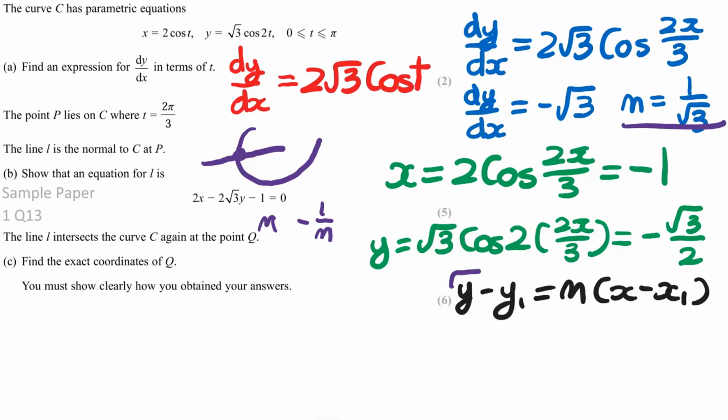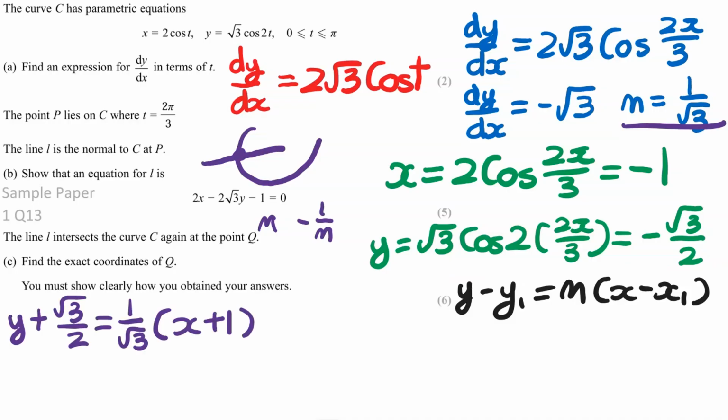So therefore we can use this equation here for the straight line. So it's going to be y minus y1. Remember, y1 is the y coordinate of this point, so it's minus root 3 over 2, so minus y1 is going to be plus root 3 over 2, is equal to m, which is the gradient, which is this 1 over root 3, and then x minus x1. x1 is this minus 1 here, so it's going to be plus 1. So this here is the equation of the straight line, and we need to show that it can be written in this format here.